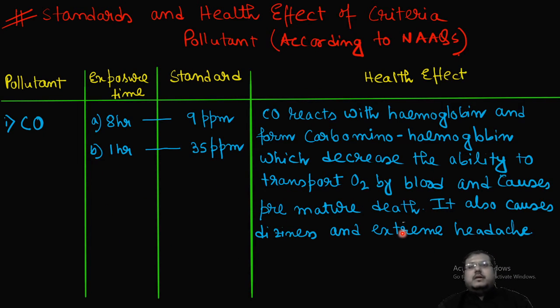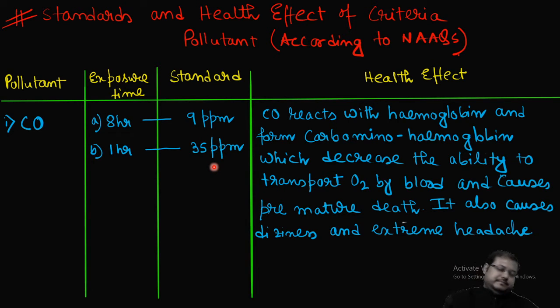Now, the standards and health effect of criteria pollutant according to the NAAQS, National Ambient Air Quality Standard. This is a table I have formed here. You don't have to go for any books and everything. Everything is there in your note. Pollutant name carbon monoxide. Exposure time 8 hours and 1 hour. Standard for 8 hours is 9 ppm, 1 hour is 35 ppm.